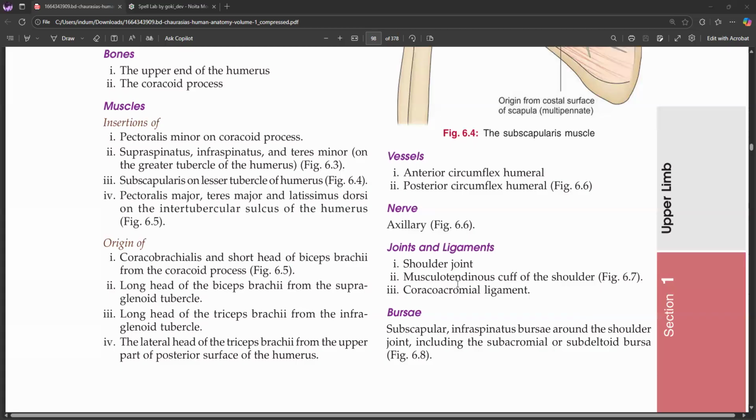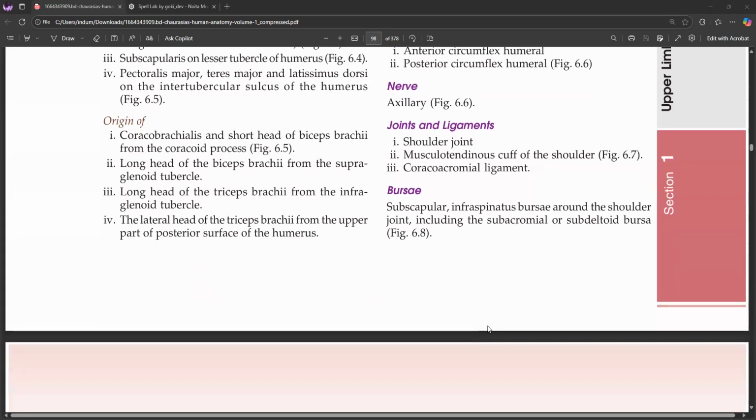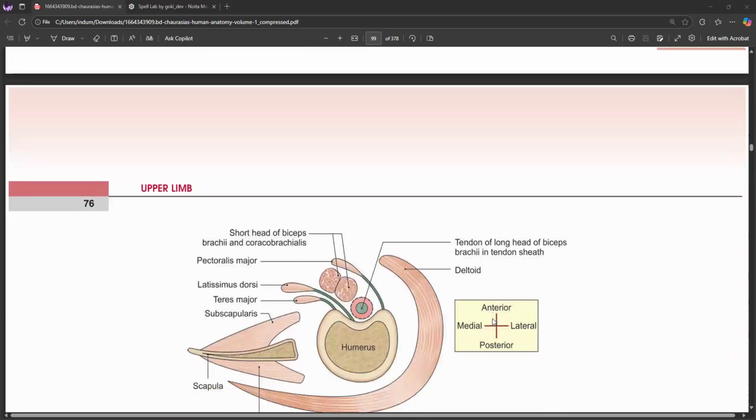Vessels. Anterior circumflex humeral, posterior circumflex humeral. Figure 6.6. Nerve. Axillary. Figure 6.6. Joints and ligaments. Shoulder joint. Musculotendinous cuff of the shoulder. Figure 6.7. Coracoacromial ligament. Bursae. Subscapular, infraspinatus bursae around the shoulder joint, including the subacromial or subdeltoid bursa. Figure 6.8.